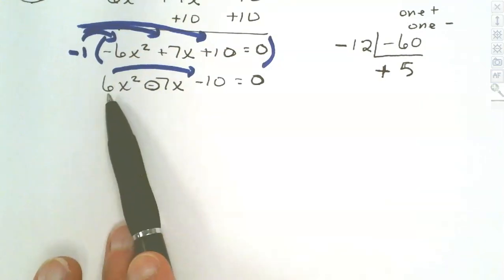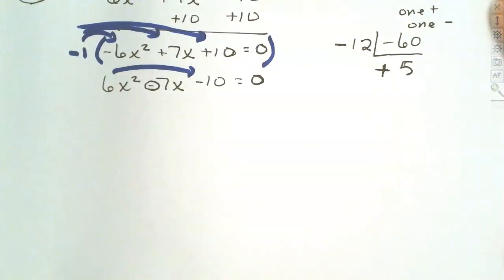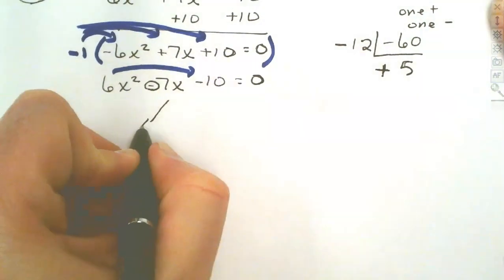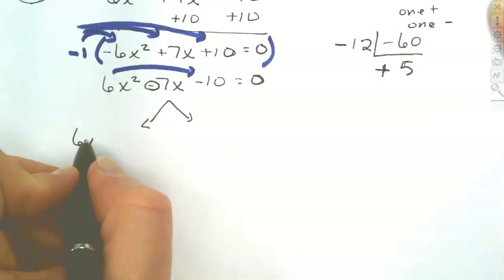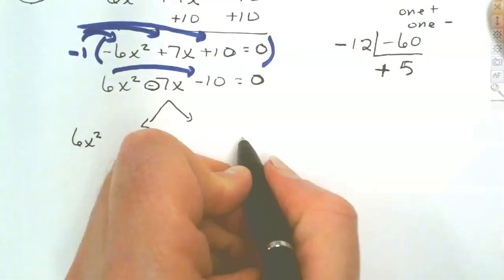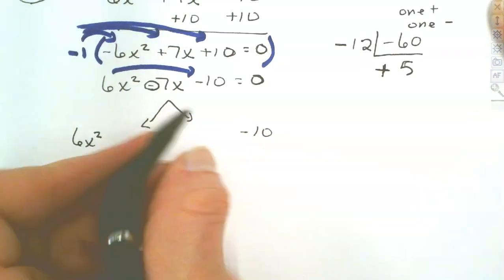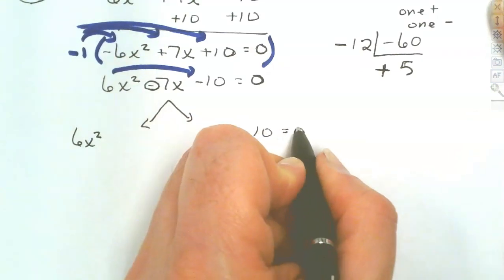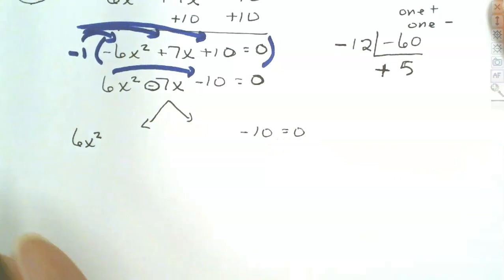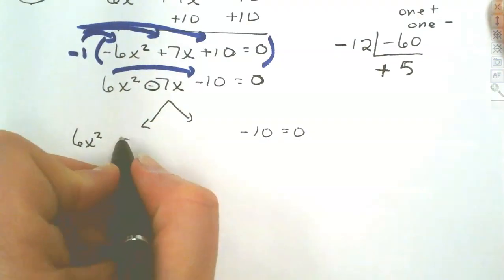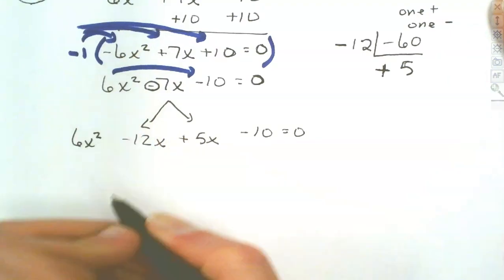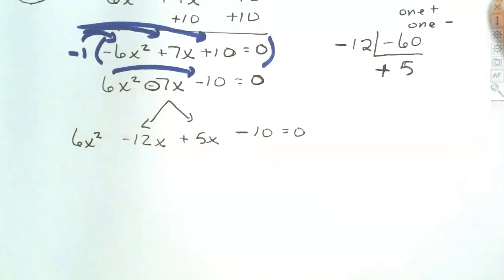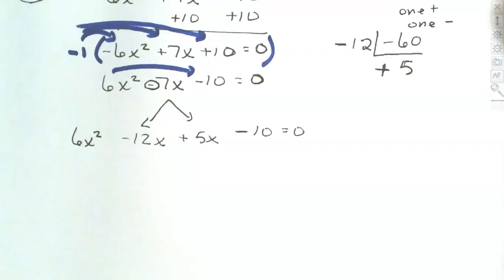And again, because of this 6, you've got to split the middle up. And so we've got a 6x squared here. We have a negative 10 on the end. And then what about that negative 7x? How do we split that up? Negative 12x and a positive 5x. Split that middle up, and then we factor.